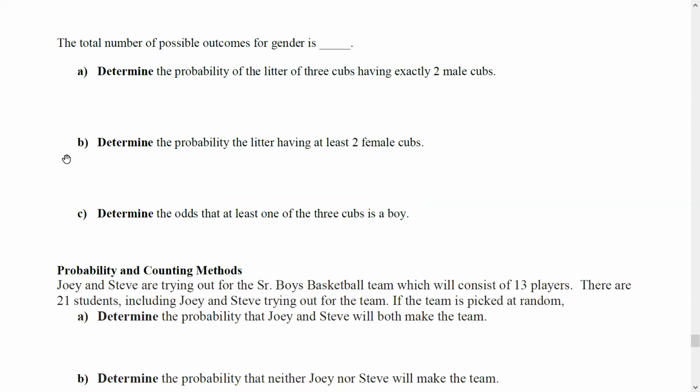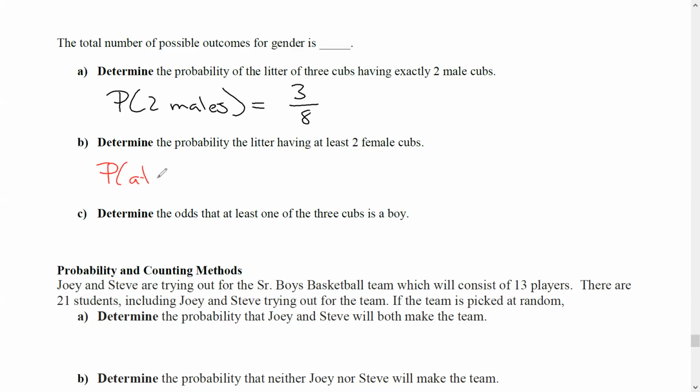A, determine the probability of the litter of 3 cubs having exactly 2 males. So, probability, 2 males. Well, I go back up and I count how many times I get exactly 2 males. That'll be 3 over 8. Notice I'm not going to put that in my calculator and get some decimals. If there are no rounding instructions, I do not round.